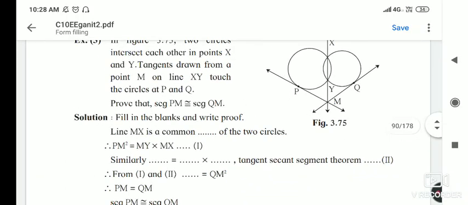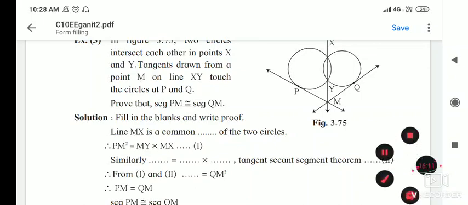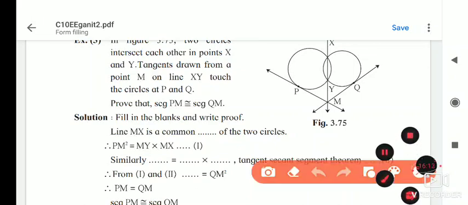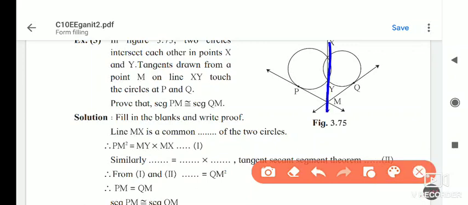First of all, fill in the blanks and write the proof. MX is a common dash. Where is MX? MX is a common chord of the circles. Which two circles are there? For both circles, the name is not given, and the center of the circle is not given, for this common secant.